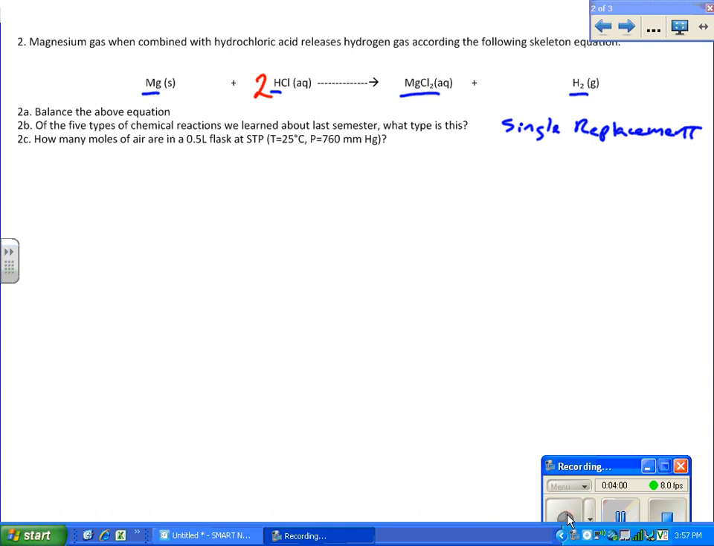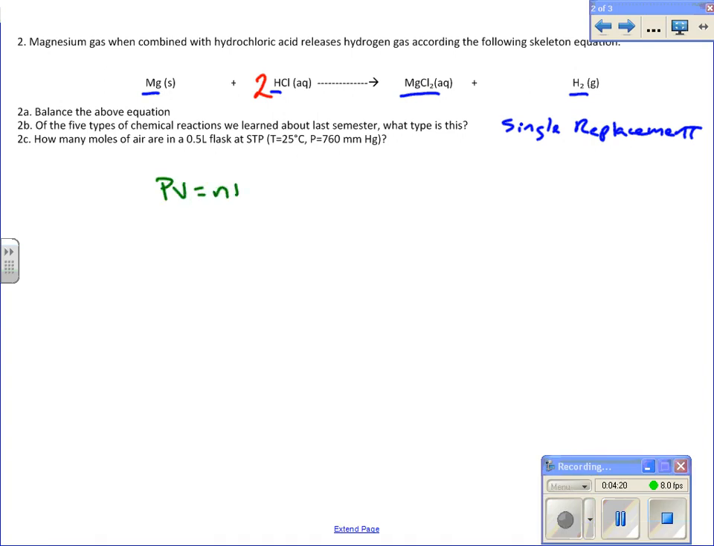Now, the second part, how many moles of air are in a half liter flask at STP? And STP means 25 Celsius and 1 atmosphere, or 760 millimeters of mercury. STP, of course, standard temperature and pressure. So this is an ideal gas law problem, so we're definitely going to use PV equals nRT, right? And we're going to solve for how many moles of air must be in there. Now, air is actually a mixture, but the ideal gas law doesn't care. We're just going to solve for number of moles, period. So it will look like this, PV over RT.